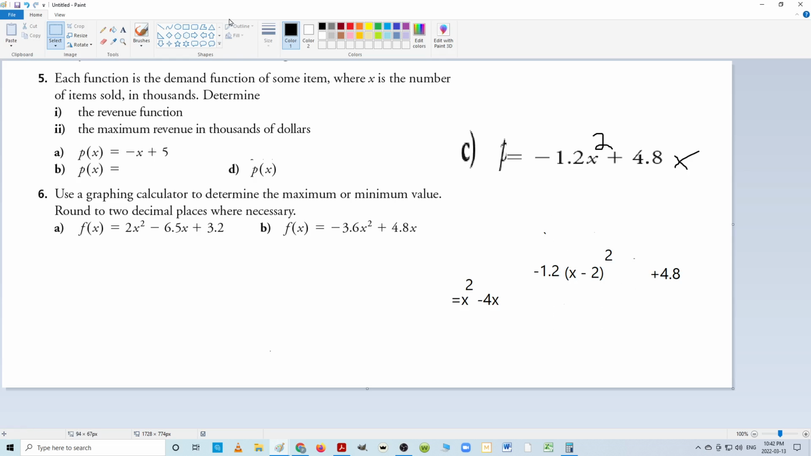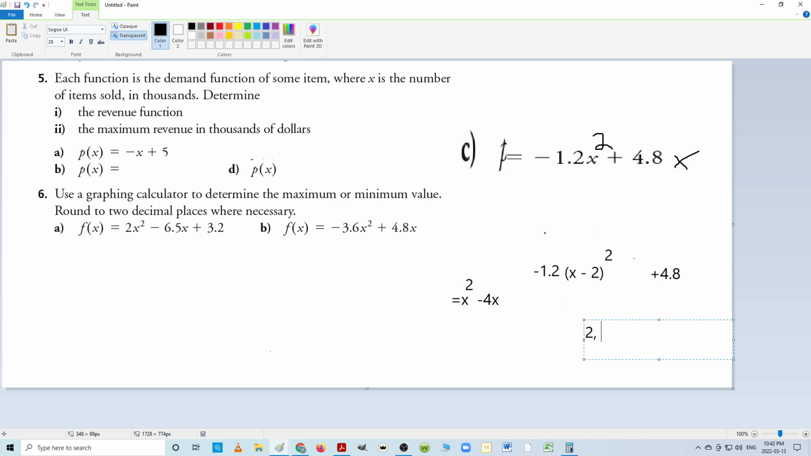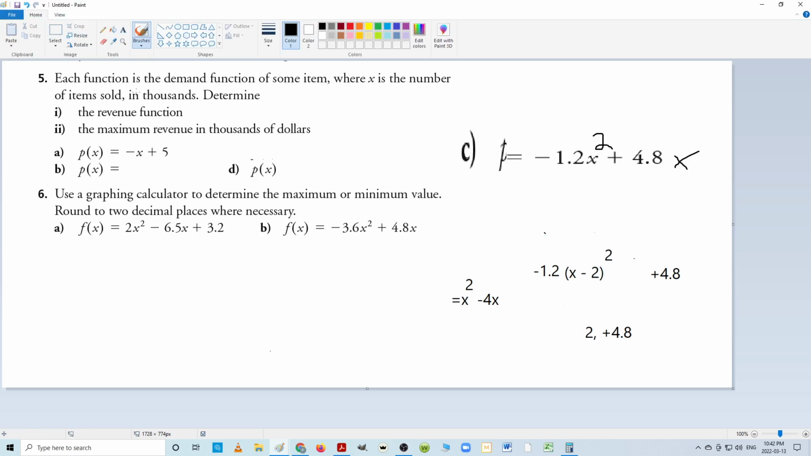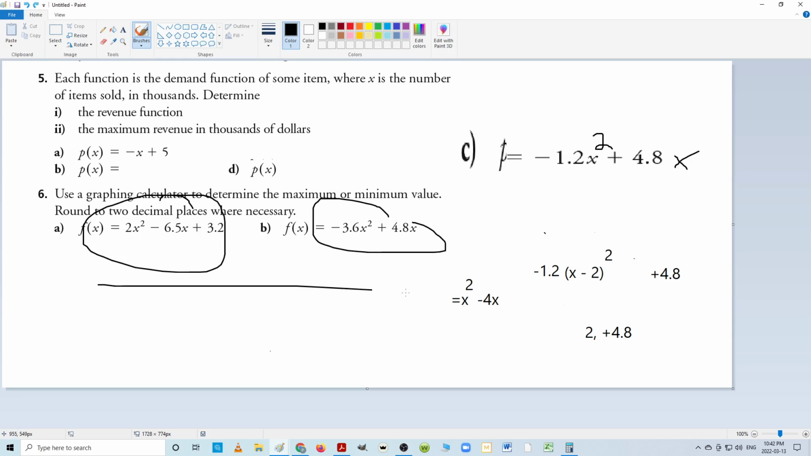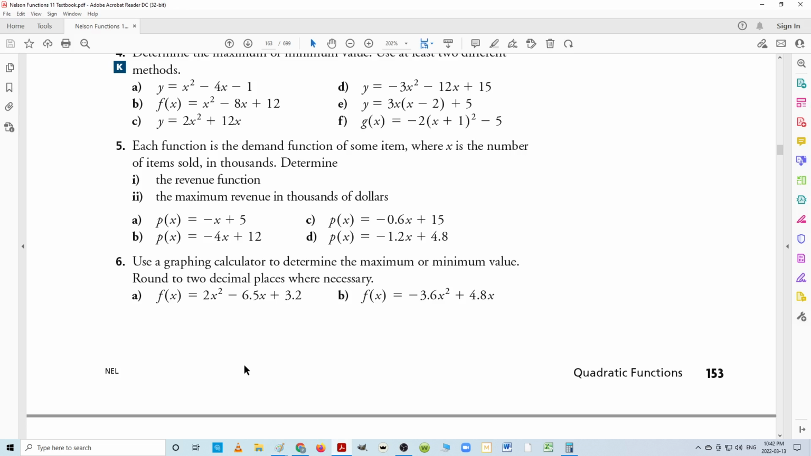There we go. Which means my vertex is 2,000 items sold, and I believe that's going to be $4,800. And using graphing technology, so for this you either learn your graph or you just put it into Desmos. This one's going to be a lot easier than it looks like. It looks like it comes out to 1.5, negative 1.5. But I'll just let you do that. That's just graphing, with letting computers graph it for you.